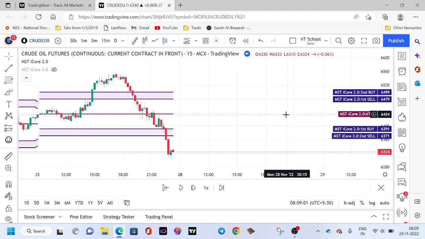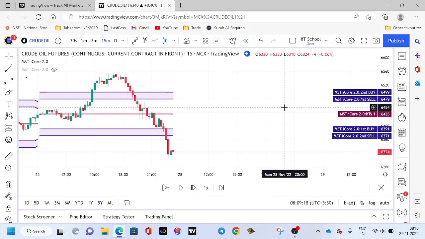Let us see the performance of our MST iCore 2.0 Advanced Price Action Based Indicator. Yesterday's performance, that is 28/11/2022, in crude oil.